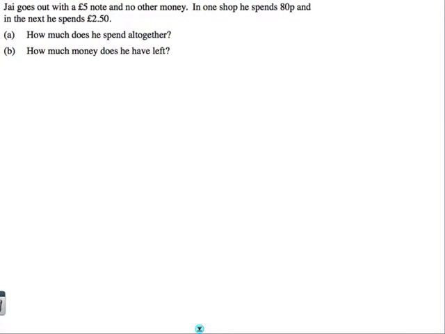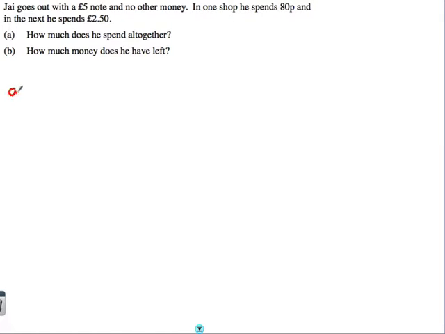Okay, Jay goes. First question. Jay goes out with a £5 note and no other money. In one shop he spends 80 pence, and in the next he spends £2.50. How much does he spend altogether? And how much money does he have left?